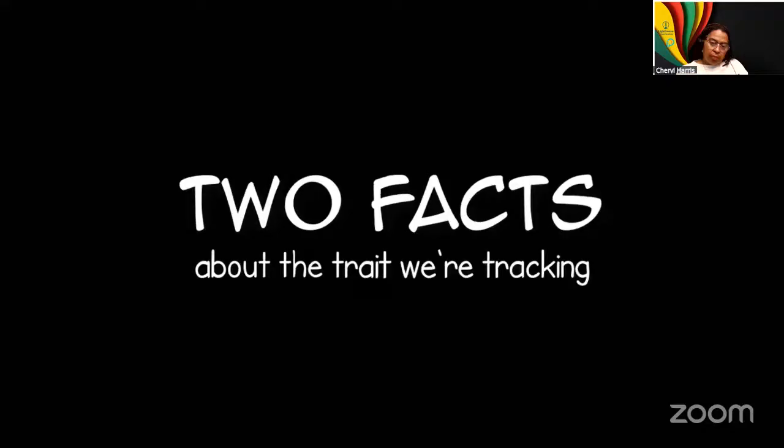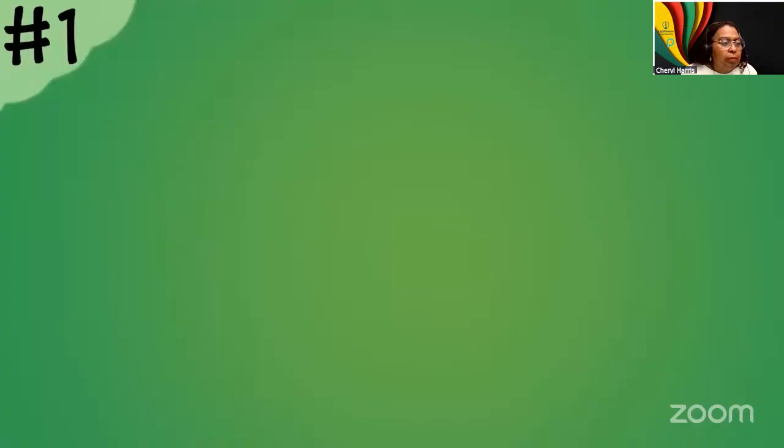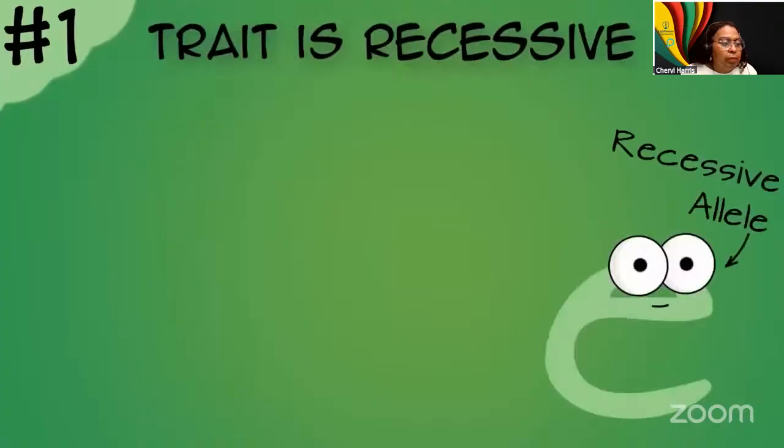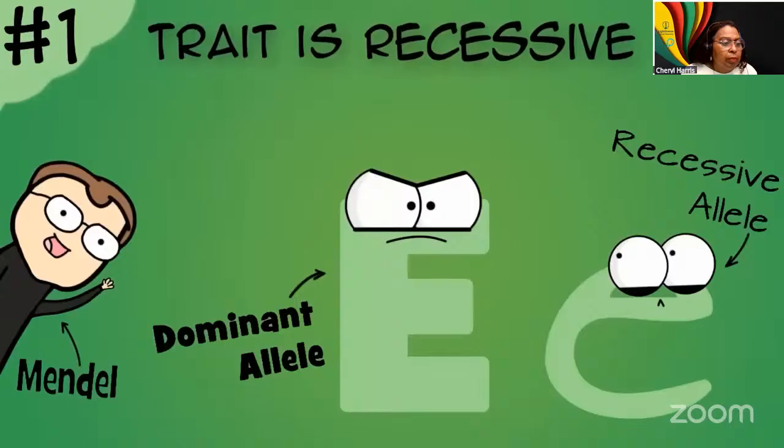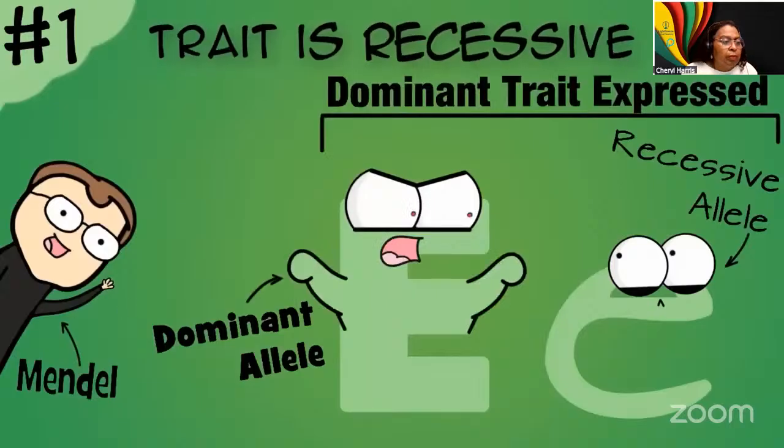Here are 2 important facts about the particular trait I am choosing to track. Fact number 1 about this trait being tracked is that it's recessive. Recall that in typical Mendelian inheritance, dominant alleles, if present, will lead to the expression of dominant traits. Recessive alleles only are expressed when the dominant allele is not present.